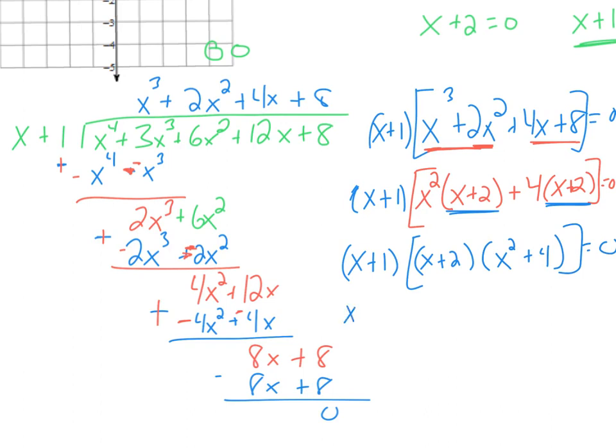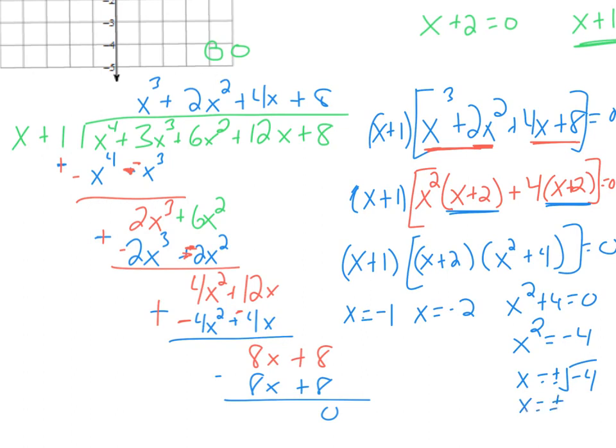So I'm going to get x equals negative 1, x equals negative 2, and then x squared plus 4 equals 0. To solve that, we subtract 4 over. We square root both sides. Don't forget, when you square root to get rid of that squared value right here, you have to add a plus or a minus in front. Goes right here and here. We know the square root of negative 4. That works out really nice. The square root of negative 4 is 2i. So we now have our roots.